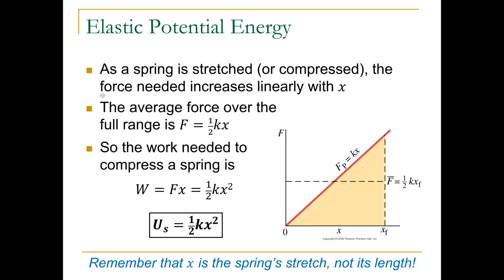This looks pretty similar to our kinetic energy, one half mv squared. Just keep in mind x is the stretch or compression of the spring. It's not the actual length. And k, again, is what we call a spring constant. It depends on the properties of the spring.